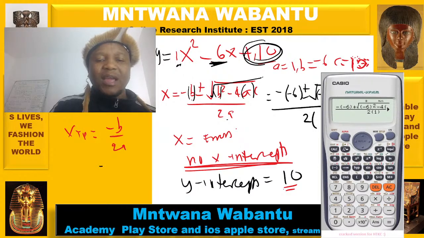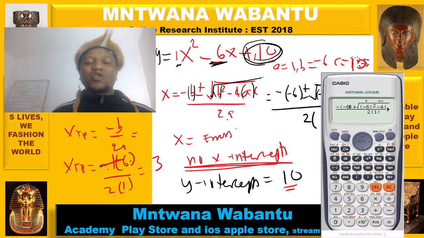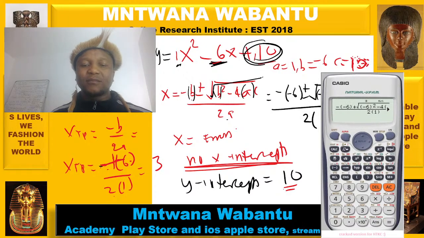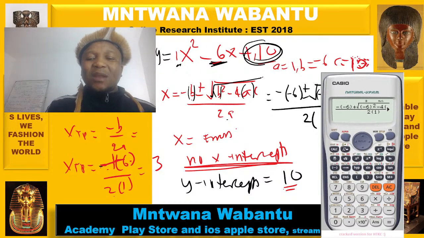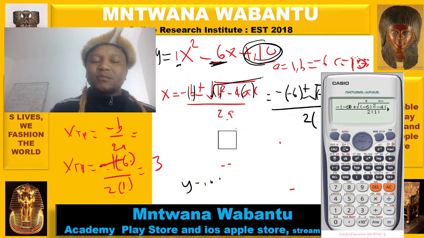negative b over 2a. So x at turning point equals negative, what is b? b, this number, negative 6, over 2 times a, equal to 1. So now negative and negative is going to give us positive. So positive 6 divided by 2 equals 3. So x at turning point equals 3. But once you get x at turning point, don't forget, right?